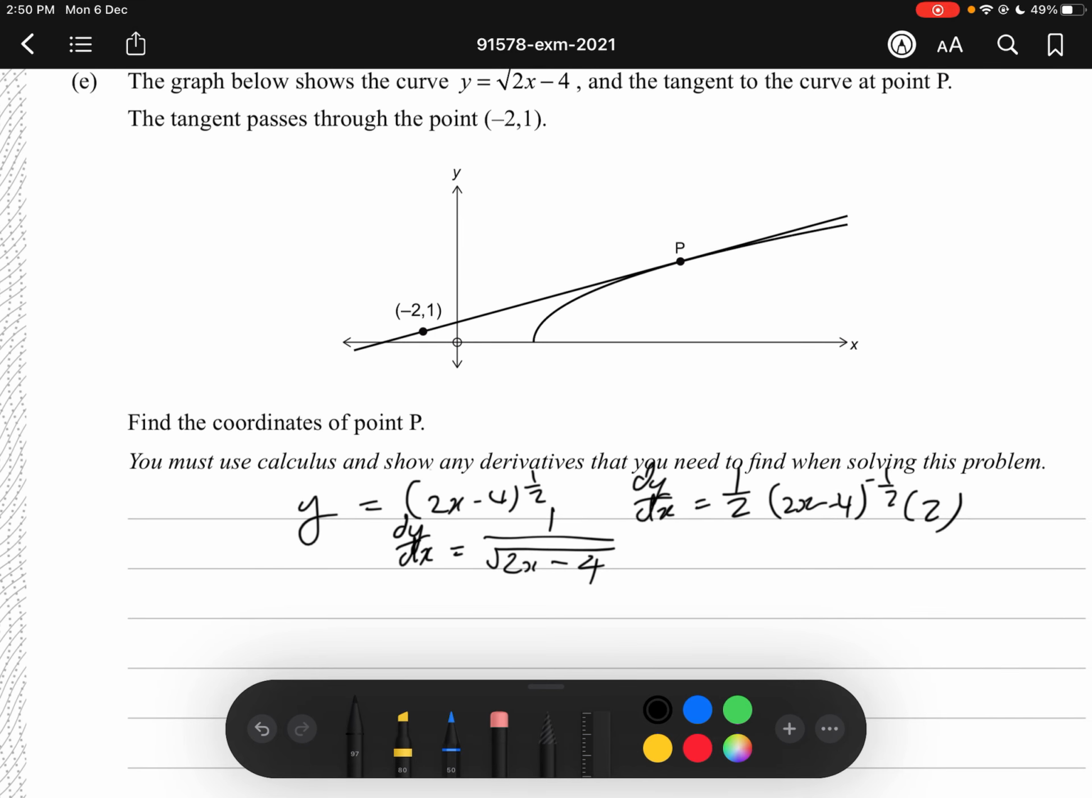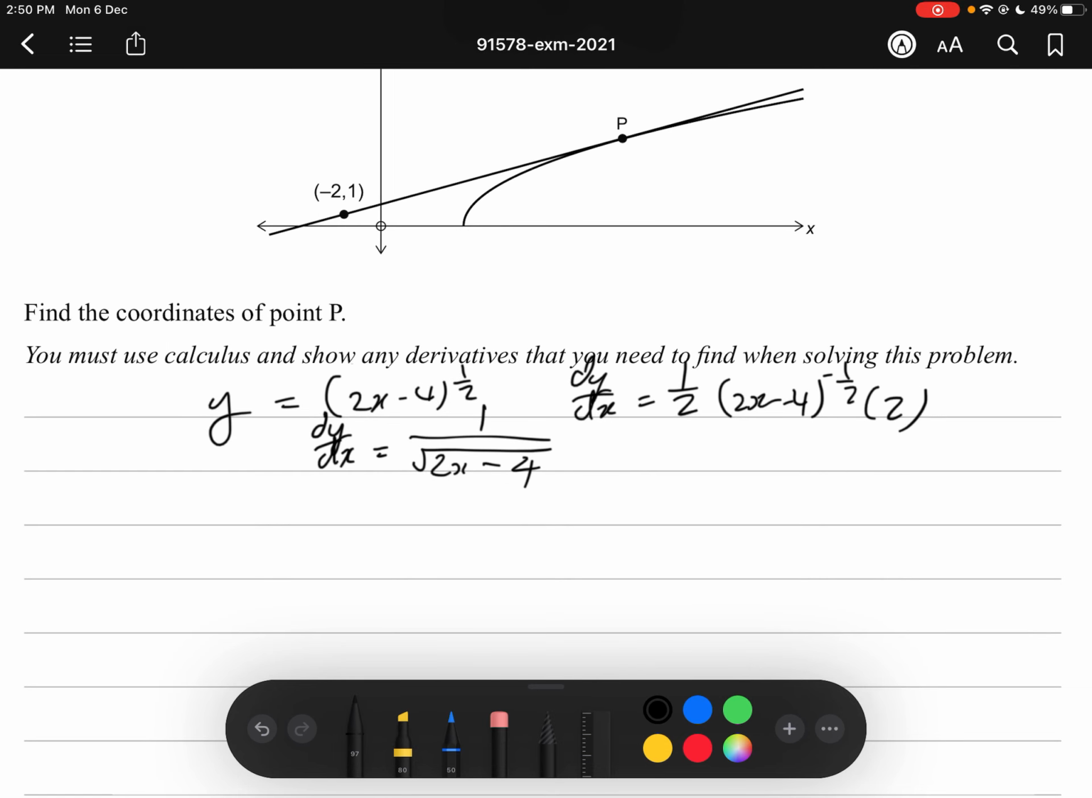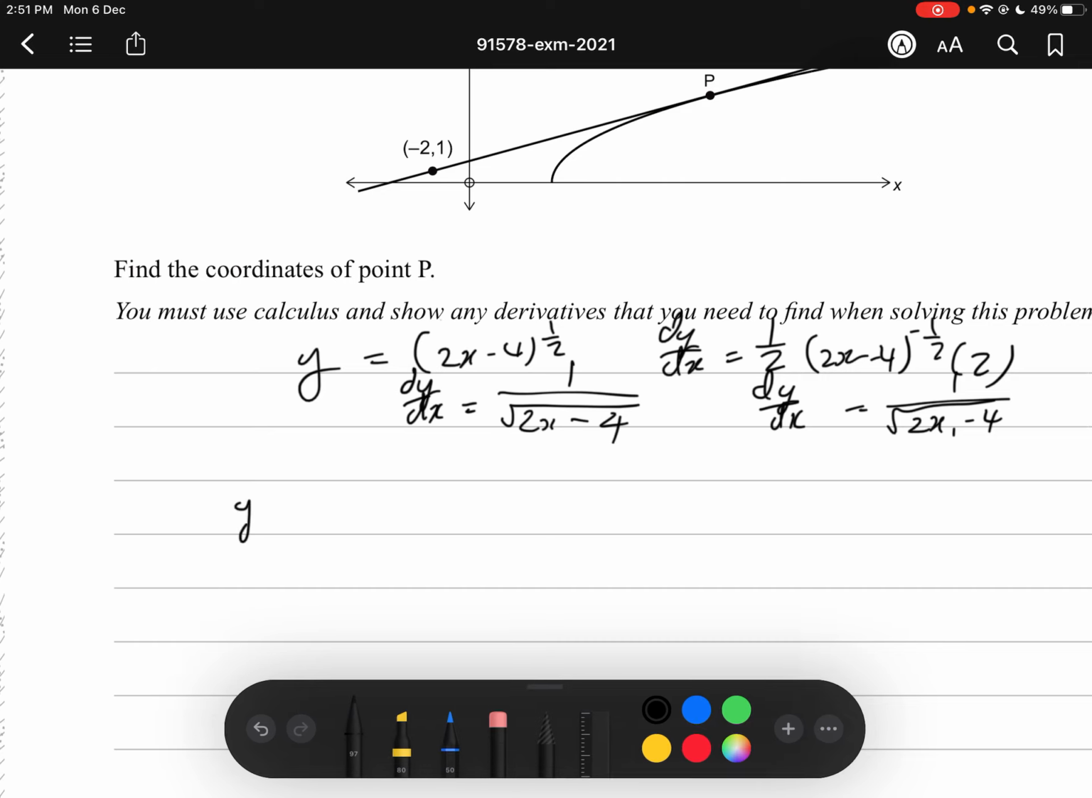Alright, so at this point P, we'll call it x1, y1. So this is point P. We'll just call it x1 and y1. So the gradient at point P, we can therefore say, is dy over dx equals 1 over square root of 2x1 minus 4.